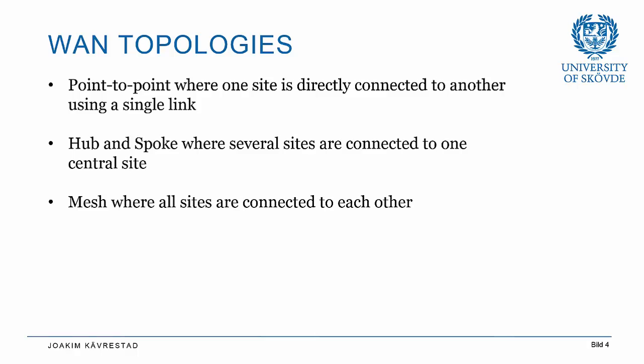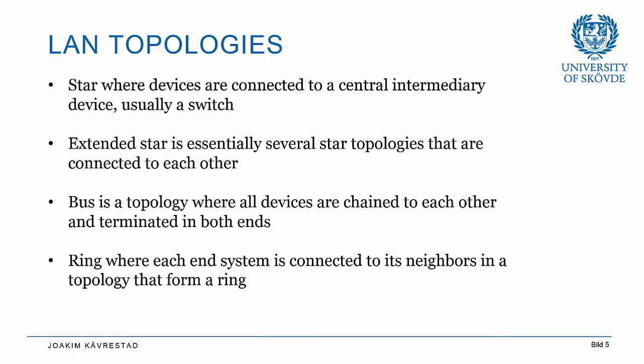Moving on to the local area network topologies, we can begin with the star topology, which is very similar to hub and spoke, because all devices are connected to a central intermediary device, such as a switch. So this is perhaps the most common local area network topology. We also have the extended star, which is essentially several star topologies that are connected to each other. So you have stars where you have a number of devices connected to a switch, and then you connect the switches to each other, and you have an extended star topology.